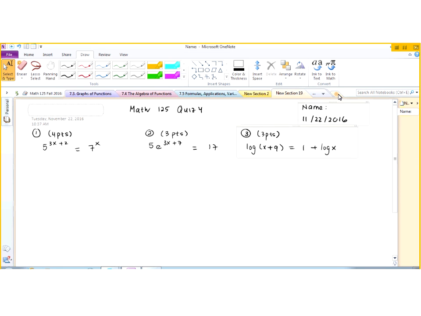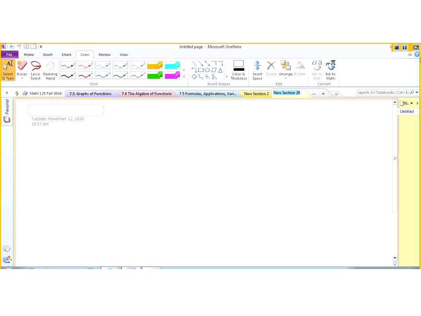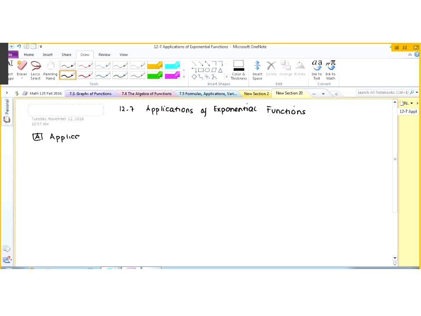And we will talk about these later. So 12.7 is applications of exponential functions. So let's talk about the applications of log first. Applications of logarithmic functions.